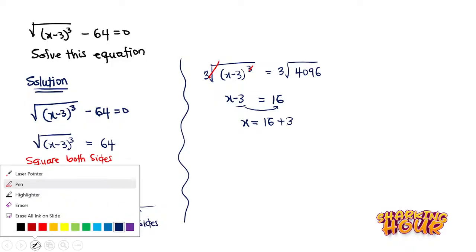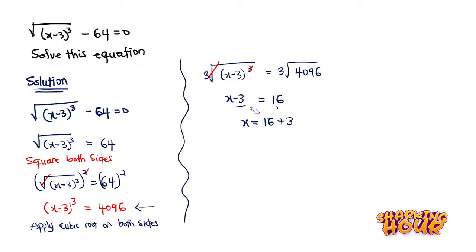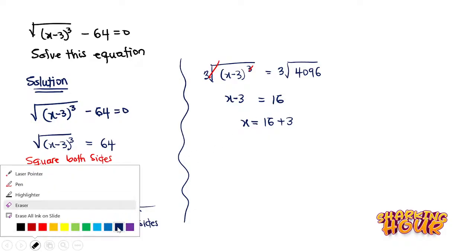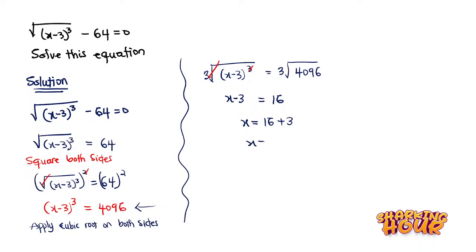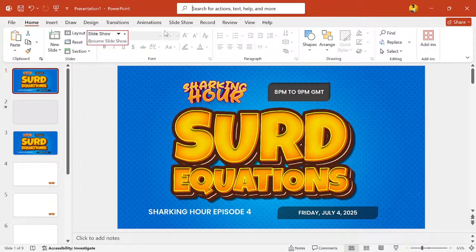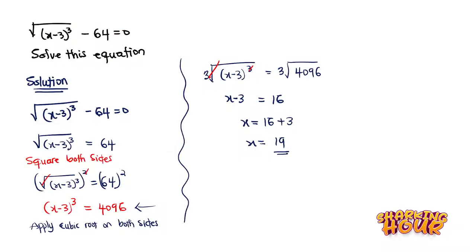So from here, all I have to do is simply add 16 and 3, and that will give me my answer. So the value of x over here is equal to 19, as we can see. So this is the answer for this particular expression. So this is the answer for our question.